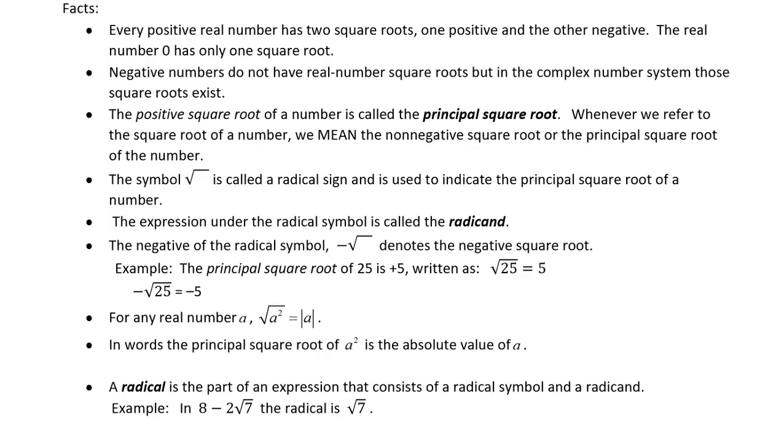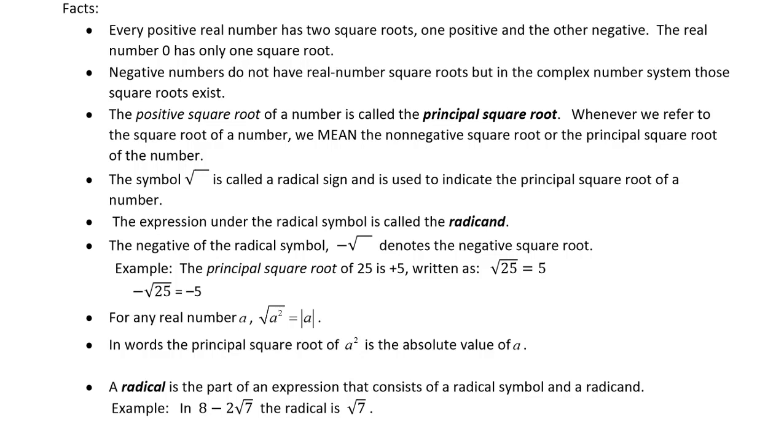Let's look at some facts about radical expressions, functions, and models. Every positive real number has two square roots, one positive and the other negative. The real number 0 has only one square root, 0. Negative numbers do not have real number square roots, but in the complex number system, those square roots exist. We denote those with an i afterwards. The positive square root of a number is called the principal square root. Whenever we refer to the square root of a number, we mean the non-negative, or principal, square root of the number.